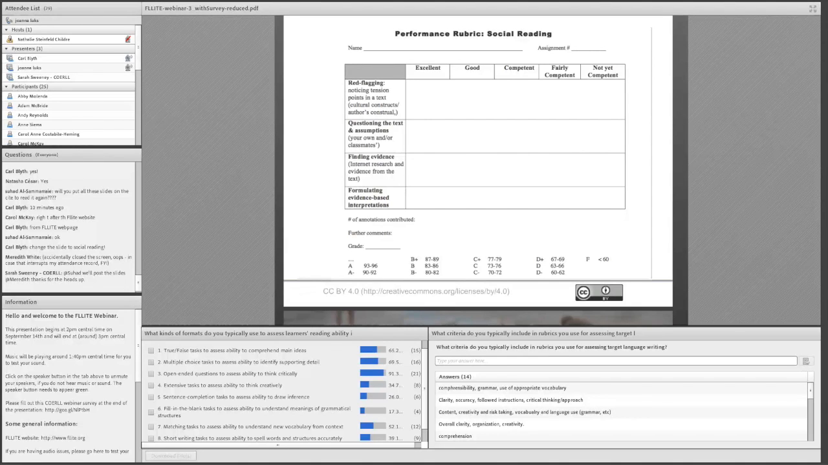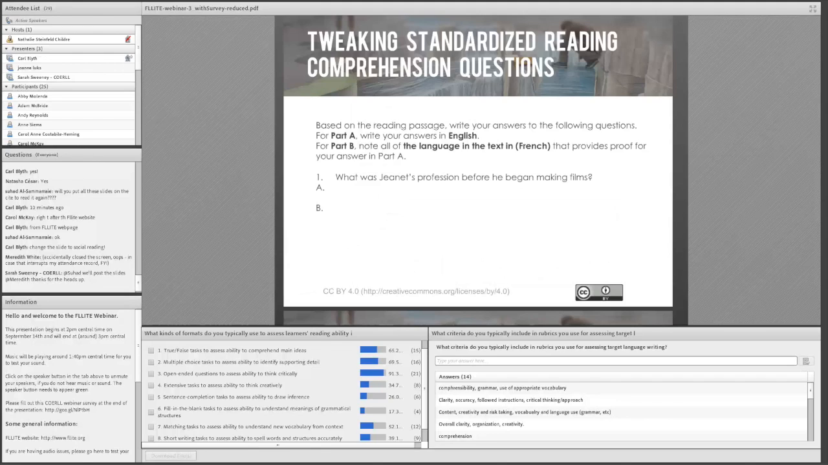And to help it to begin to align with some of the principles of FLLITE. So it's kind of a hybrid solution. It's not elegant, but it's at least a bit of an improvement. So we have tweaking of standardized reading comprehension questions.